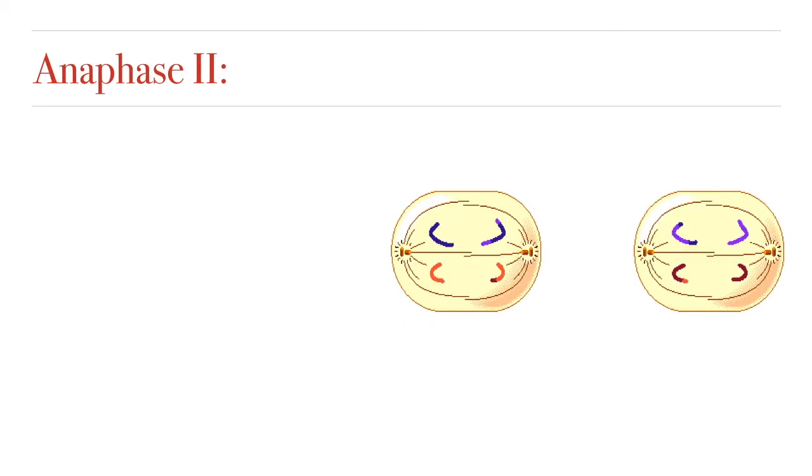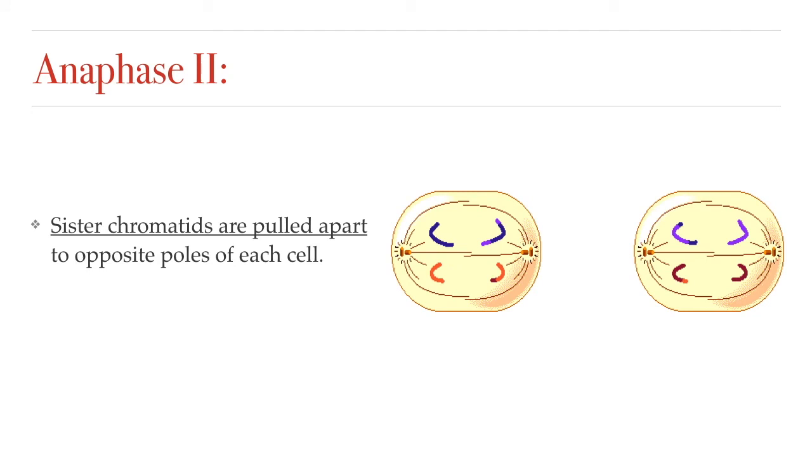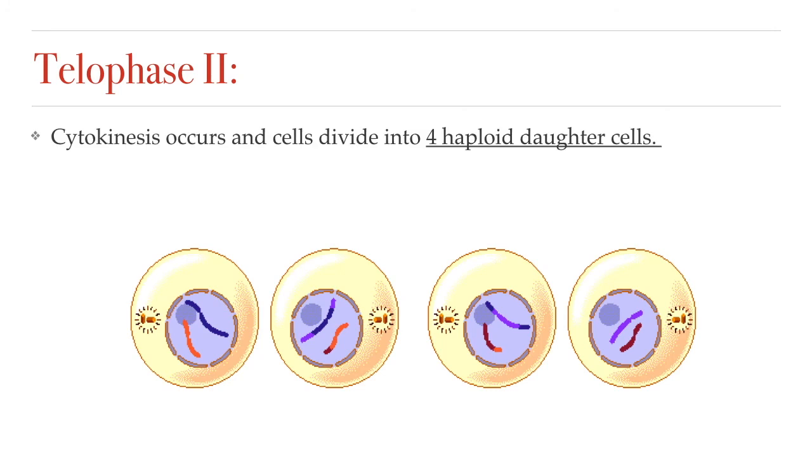Anaphase 2, now the sister chromatids are pulled apart into opposite ends, and again, the only difference between this and mitosis is that it happens to 2 cells, and the cells are haploid. And then last, telophase 2, this is where cytokinesis also occurs.